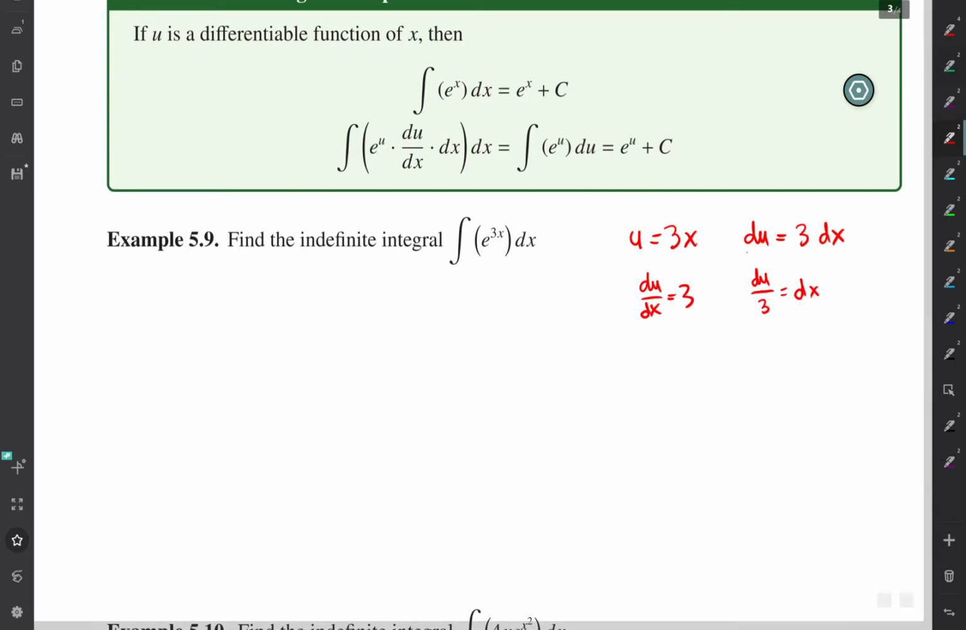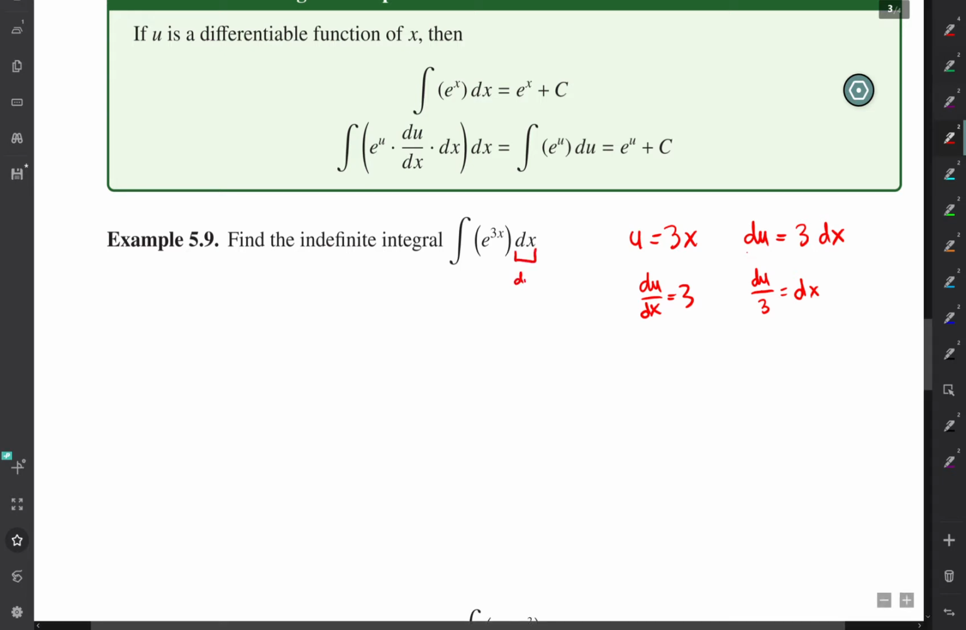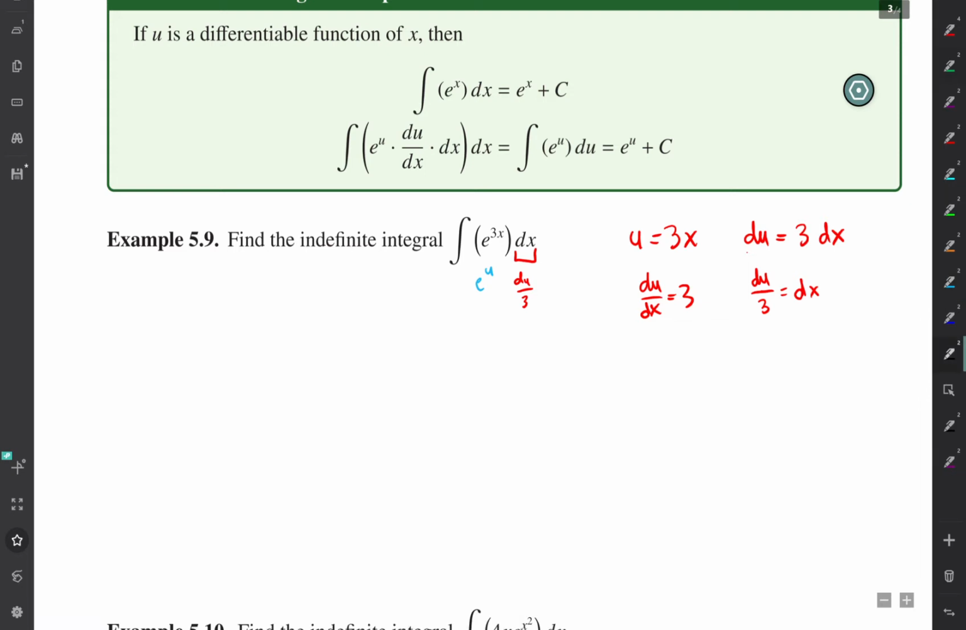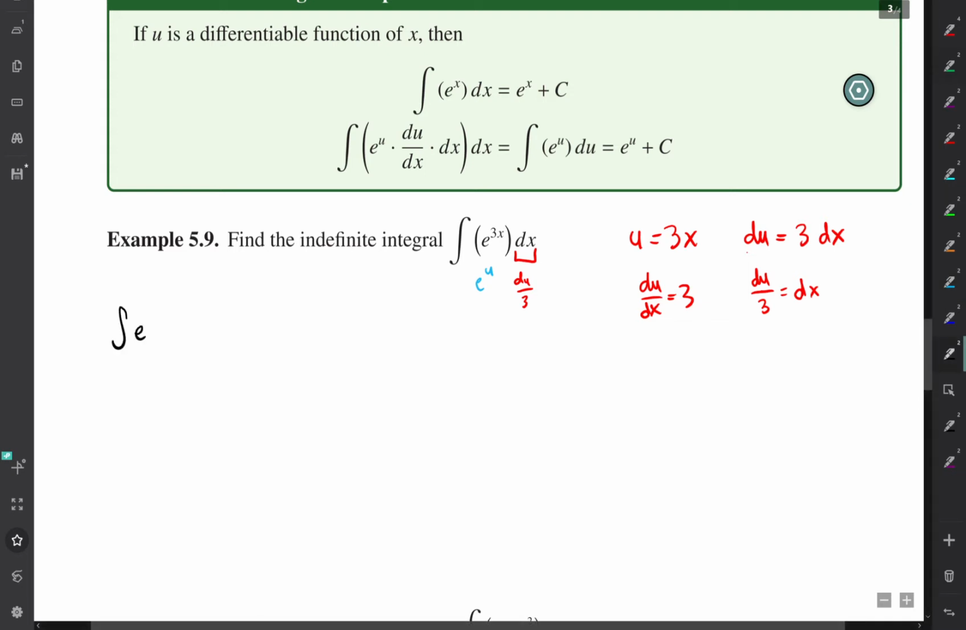Okay, and so what that's going to allow us to do is to substitute this with the du over 3 because they're equal, and we can substitute e to the 3x as e to the u because u is equal to 3x. So let's do the problem now. We have the integral of e to the 3x dx. That's going to be equal to the integral of e to the u times du over 3. And that's like du times 1/3.